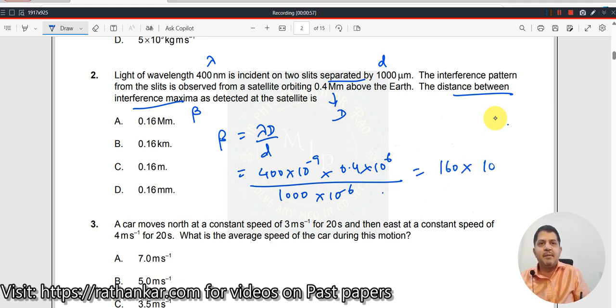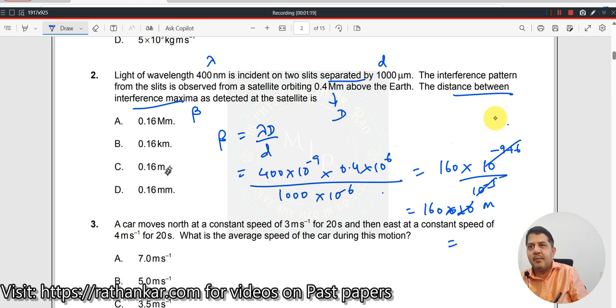160 multiplied by 10 to the power of minus 9 plus 6, and here it is plus 3 minus 6. It should be minus 3, right? So divided by 10 power minus 3, which should be 160 into 10 to the power of minus 9 plus 6 is minus 3. This and this goes away. So you get this as 160 meters, which is nothing but 0.16 kilometer.